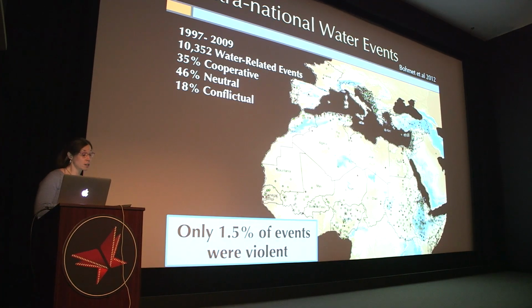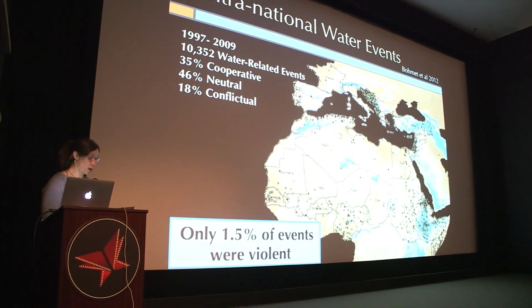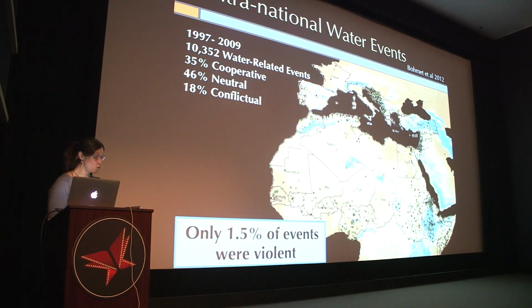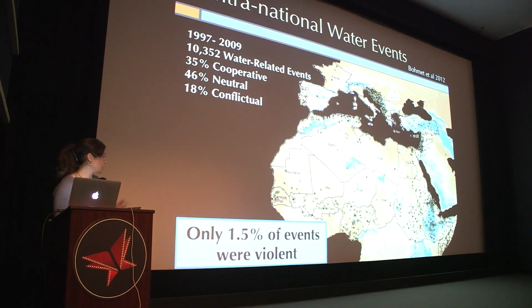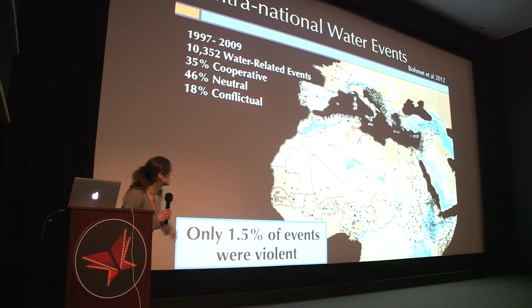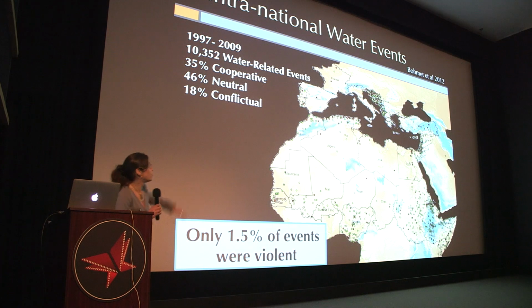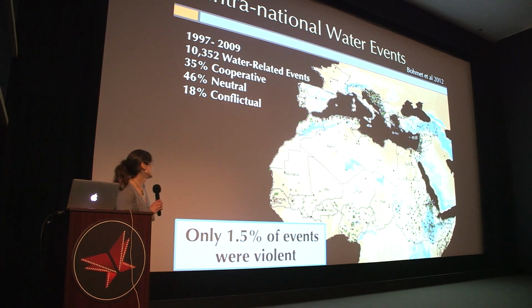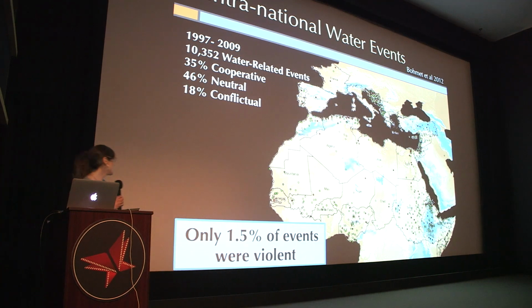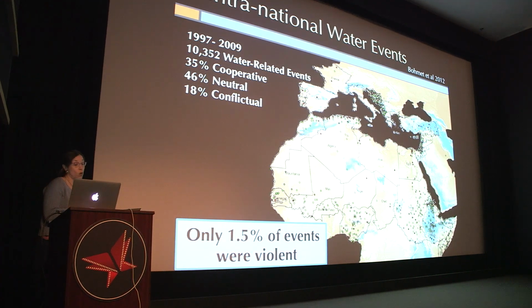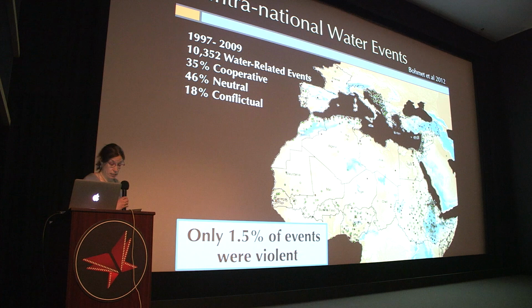So a series of scholars collected data on 35 Mediterranean countries from the period 1997 to 2009, similarly identifying water-related events. In this case, they identified 10,354 water-related events, and each of these dots represents one of those events. The different colors represent them on a similar scale, from conflictual to cooperative, with red being conflictual. And of these, only 1.5% of the events were violent events.